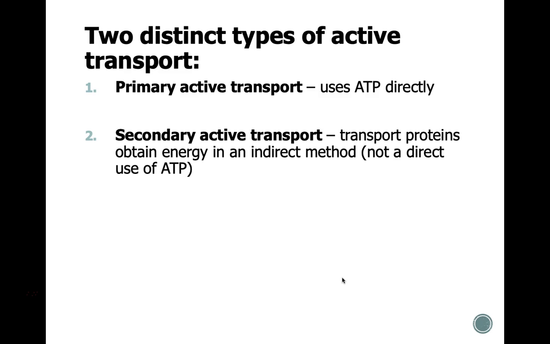We can also have active transport. So active transport is transport that requires energy. So the energy molecule in the cell is a molecule called ATP, or adenosine triphosphate. And the ATP molecule has the ability to supply chemical energy to a variety of chemical reactions within the cell. So primary active transport, one of our types of active transport, is where ATP is used directly by the molecules involved as an energy source for a particular process.